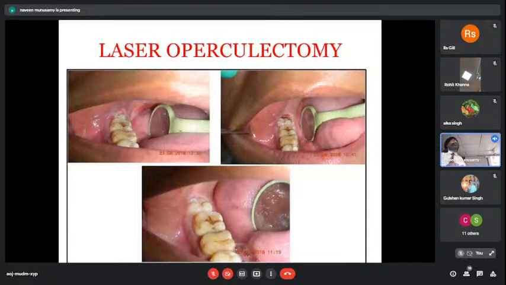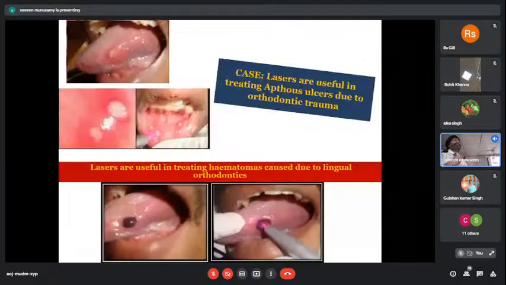And one more thing, if you have a laser, and a patient comes with aphthous ulcers, just put the laser there for a few seconds. All that pain and trauma will go within minutes and within seconds. The patient will go very happy.